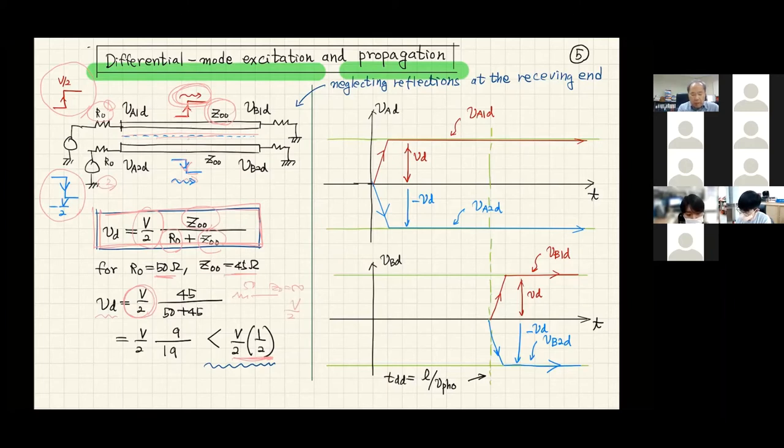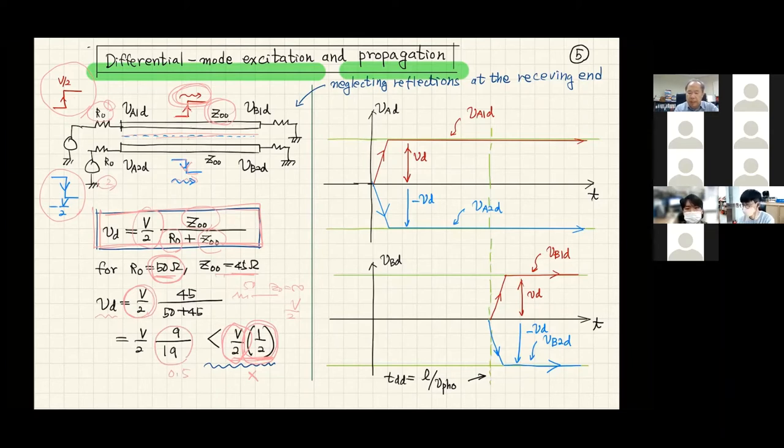But in this differential mode, the step pulse is actually half voltage, but by the ohmic divide between the source impedance and transmission line impedance, we're going to have half added. But in this special case, if we have source impedance 50 ohm and odd mode impedance 45 ohm, this will be slightly smaller than 0.5.